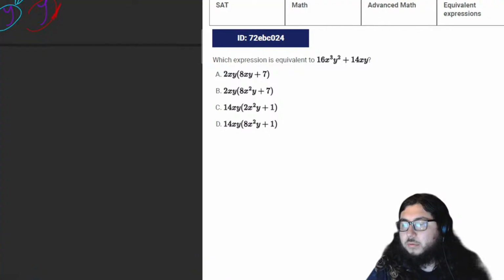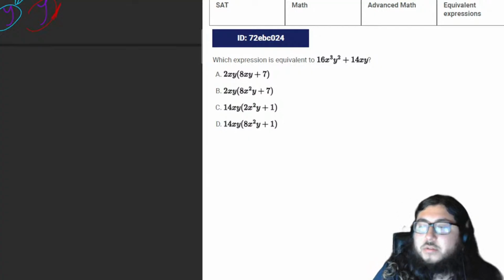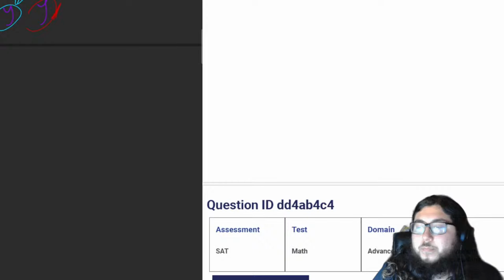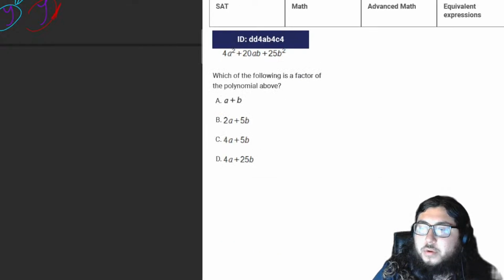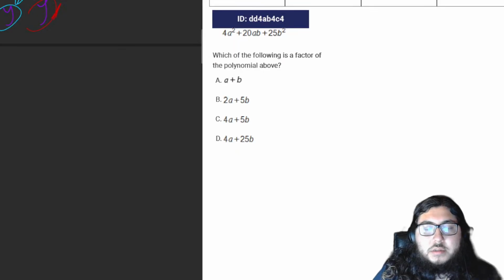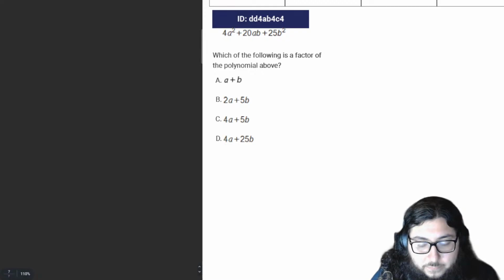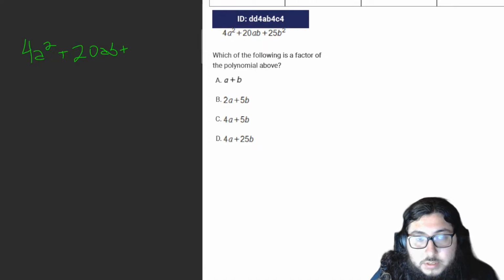Alright. So now, let's go ahead and proceed with the next question, shall we? We did this problem, but we'll do it again. This was on the social media pages. So we have 4a squared plus 20ab plus 25b squared.